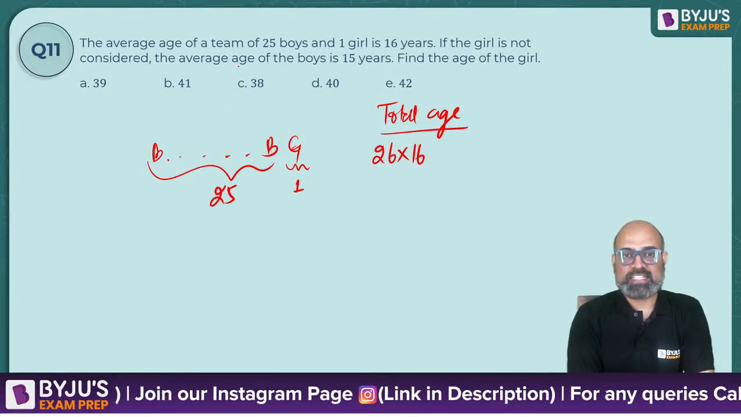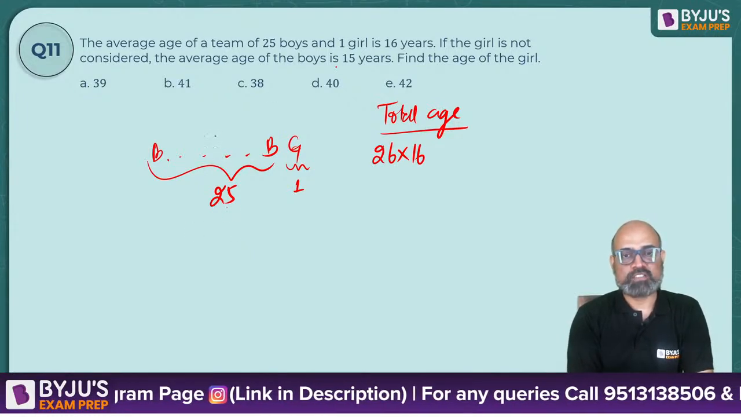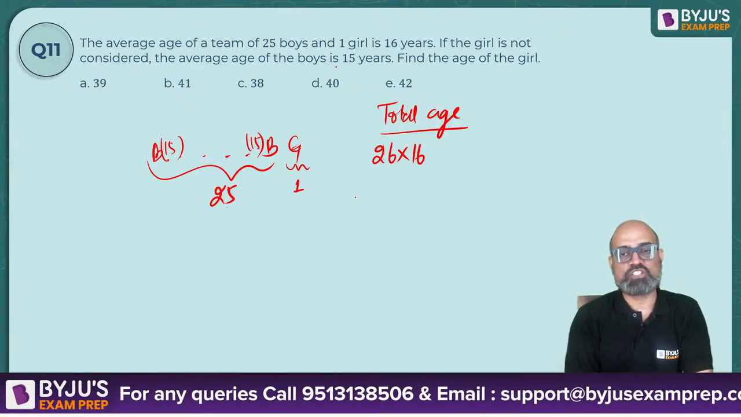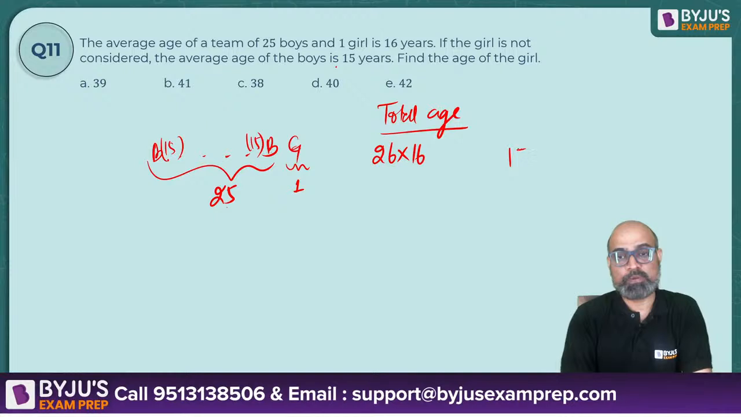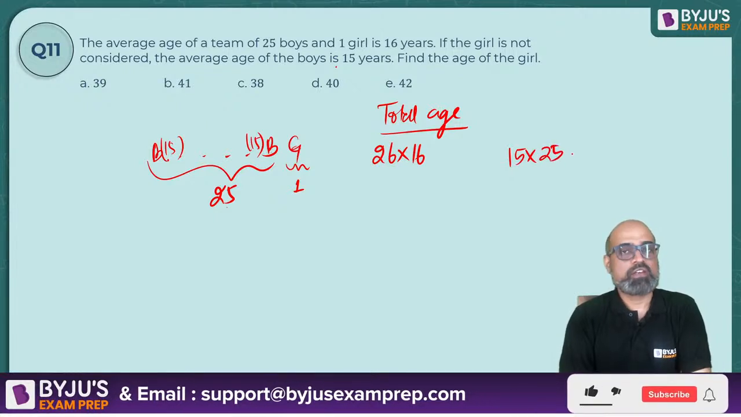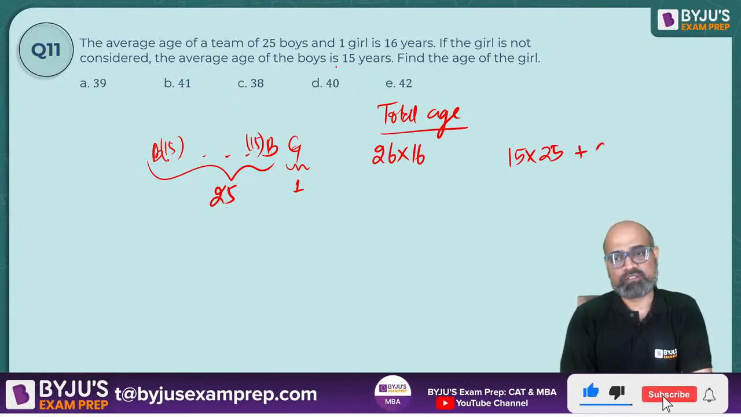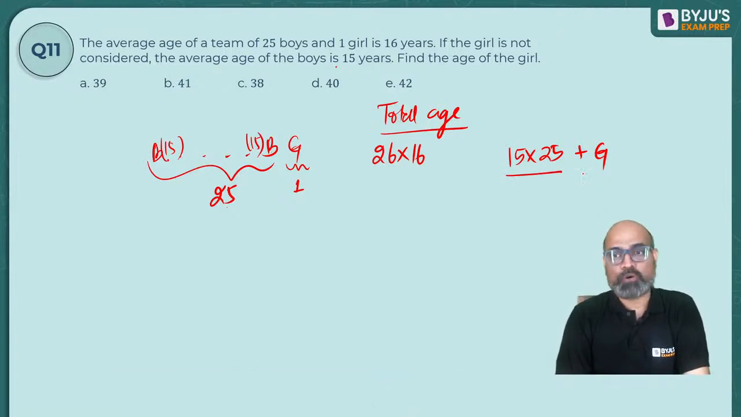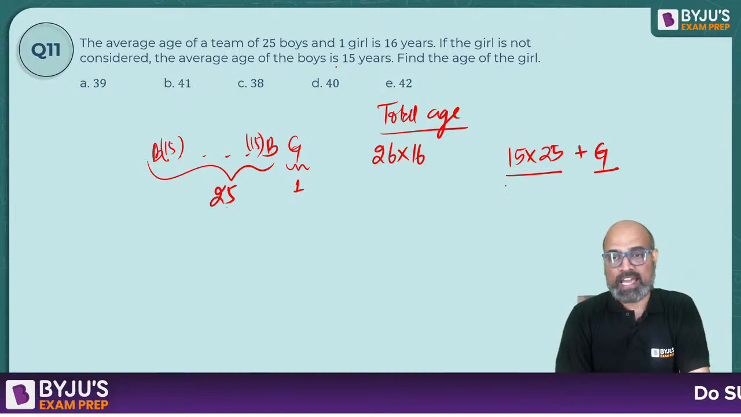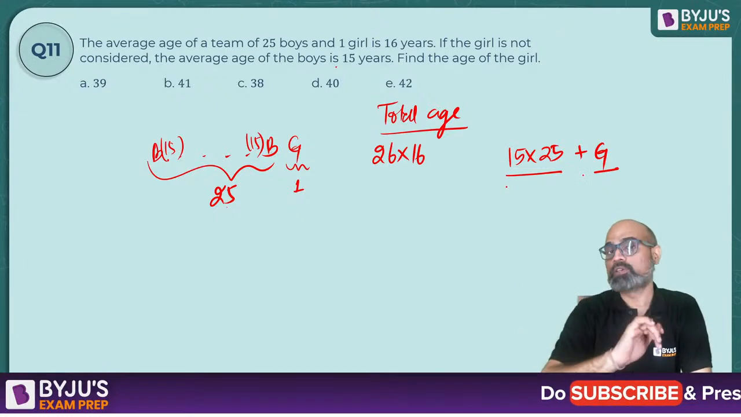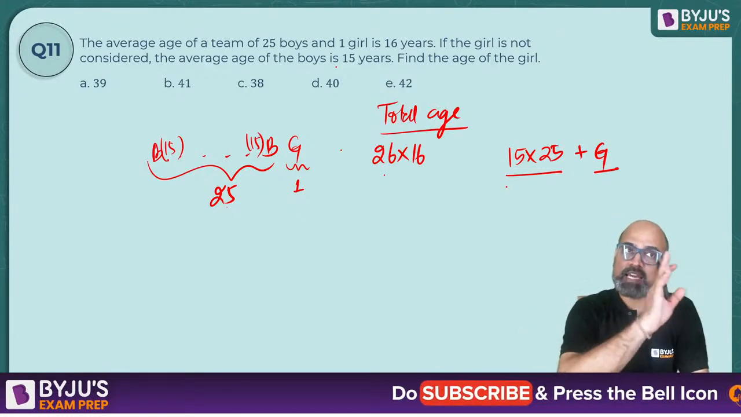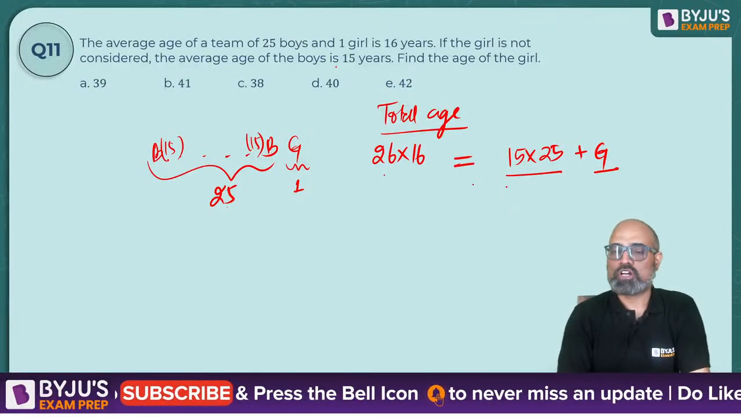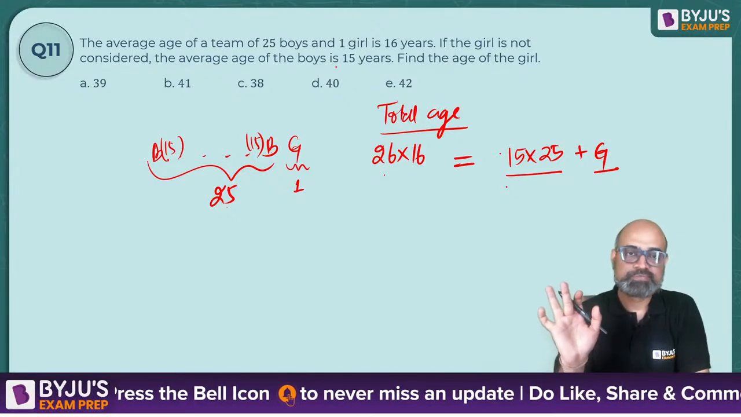Now it is given that the average age of the boys is 15 years. If the average age of the boys is 15 years, then what is the total age of the boys? Total age of the boys will be 15 into 25. And what will be the age of the girl? G, let's say. So this is the total age of the boys. This is the age of the girl. When we add them, we get total age of the group, which is same as if everybody is 16 years old. So 26 into 16. If you solve this, you will get the value of G, right?